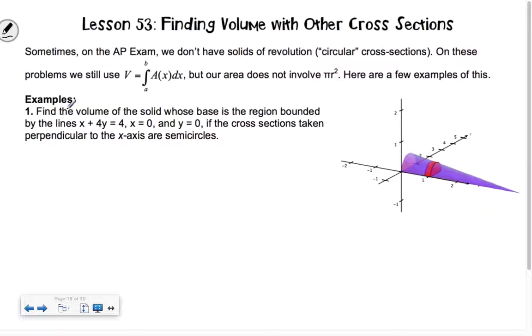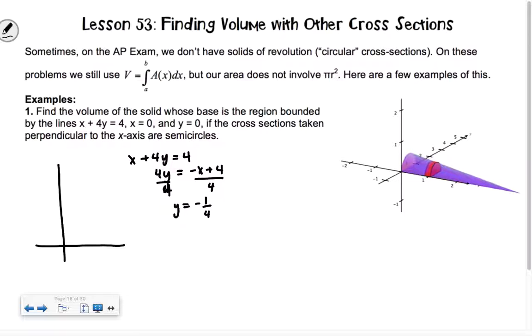Okay, so it says find the volume of the solid whose base is the region bounded by the lines x plus 4y equals 4. So if I have x plus 4y equals 4, I would solve for y to see what the graph looks like. Y equals 1 minus x over 4. So I get y equals negative 1/4 x plus 1. So I have my y-intercept of 1, and my slope is negative 1/4. So I'm going to go down 1 over 1, 2, 3, 4. And I get a line.